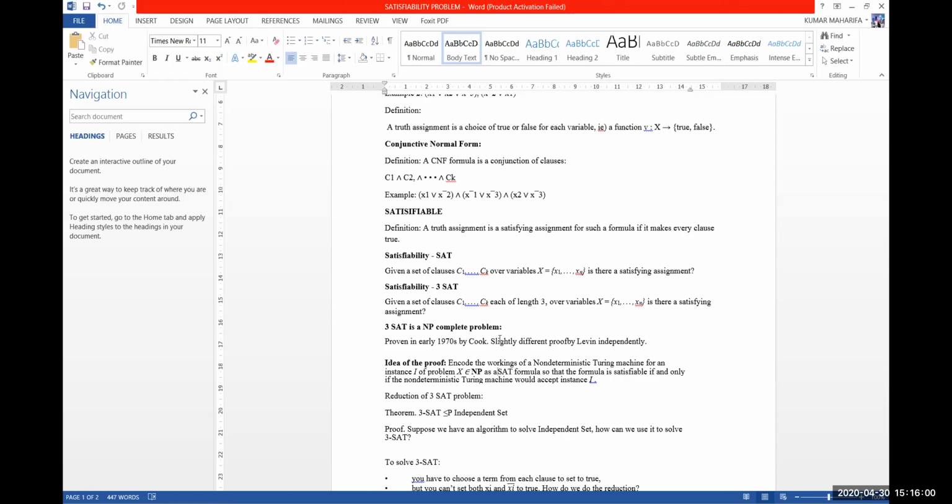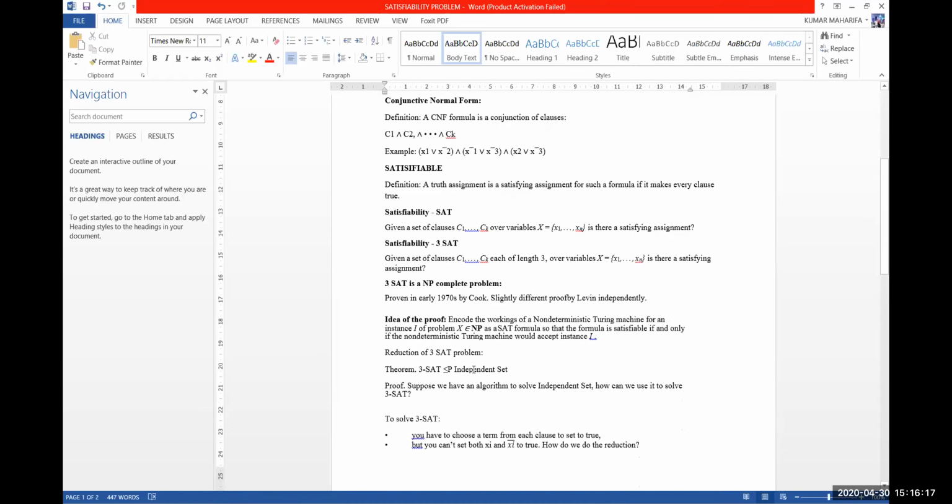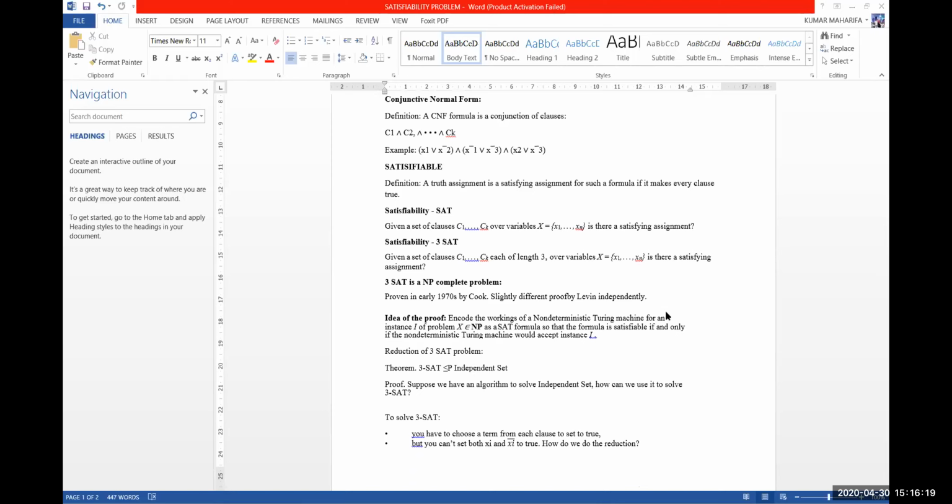And the second condition for an NP-complete problem is that we can reduce any NP problem to it, so that it is NP-hard and therefore becomes NP-complete. Okay, so that was the second condition. So now we have to check 2 conditions here. The idea of the proof is to encode the workings of a non-deterministic Turing machine for an instance I of a problem X belonging to NP. Okay, so we are going to check one instance.